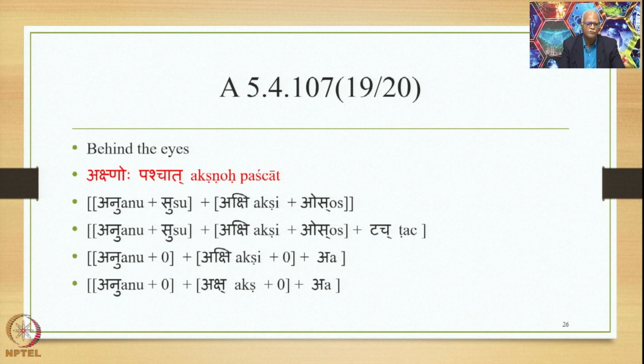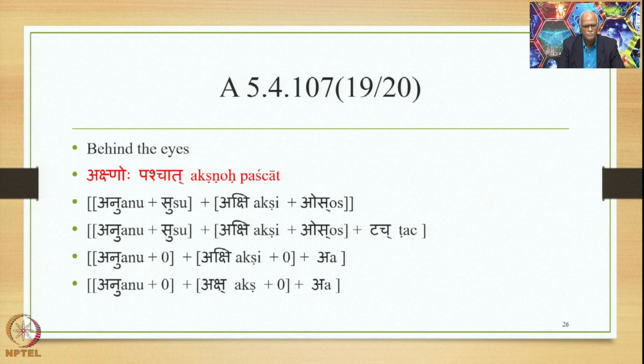Similarly, we have behind the eyes. This is the meaning to be conveyed. Akshnoho paschat is the laukika vigraha. So we have anu plus su plus akshi plus os as the alaukika vigraha. The samasa over here is stated by the sutra avyayam vibhakti etc. Now we have the samasa saudhnya. Therefore, we add the samasanta suffix tach here, anu plus su plus akshi plus os plus tach.